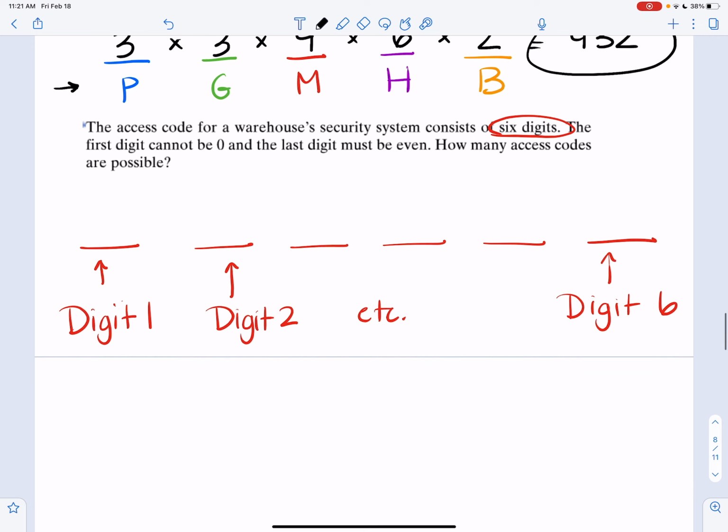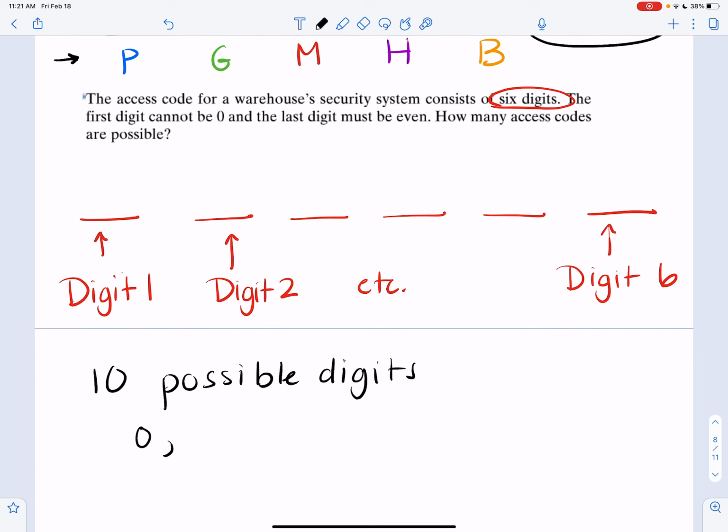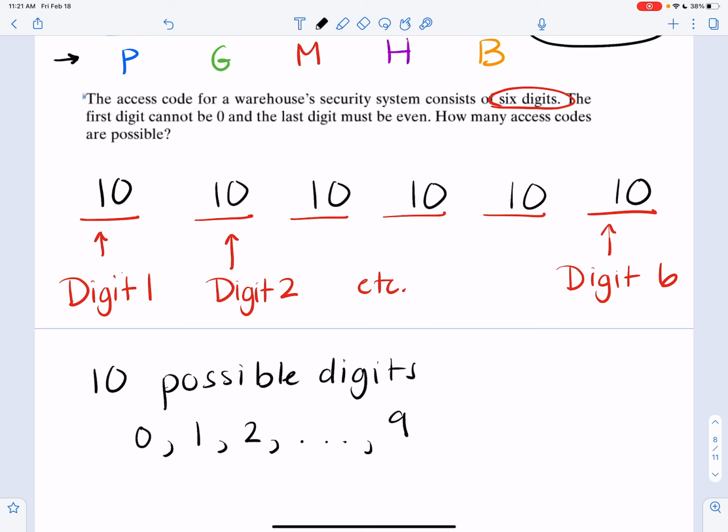And then when I go to assign each digit, what I want to remember is that there are 10 possible digits. That's how many we have to choose from, because a digit can be 0, 1, 2, 3, 4, all the way up to 9. That gives me 10 possibilities. So without any other restrictions, I would say each one of these digits has 10 possible outcomes because it can be anything from 0 to 9. If there were no other restrictions, I would just multiply, and that would give me my total number of outcomes. Now, if there are restrictions, I can just go back now and adjust for that.